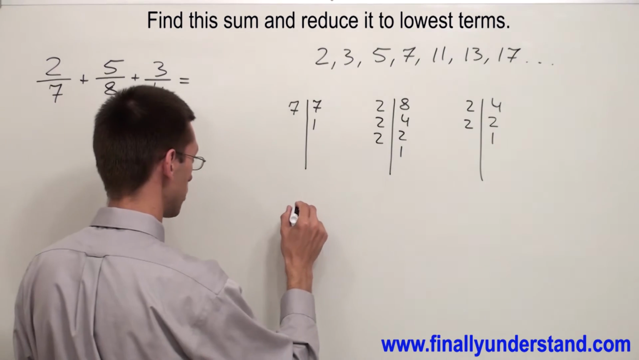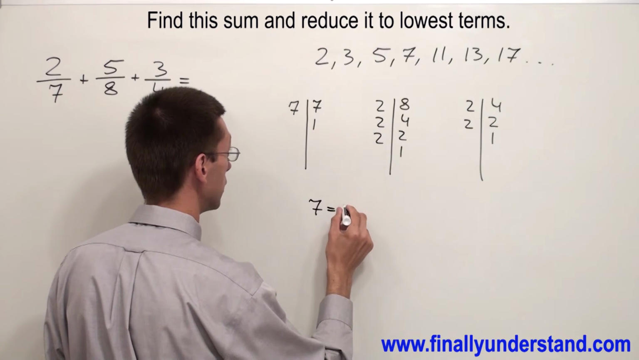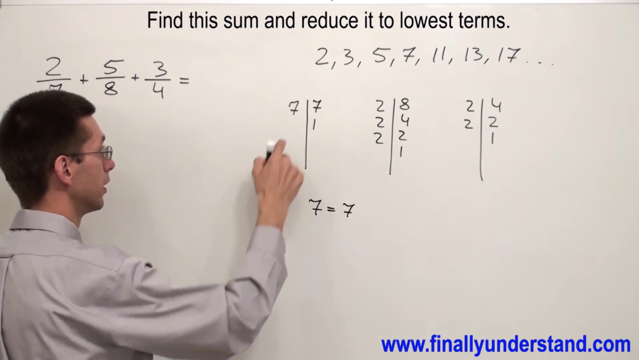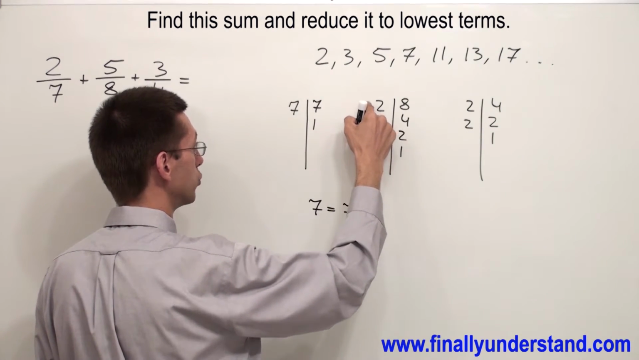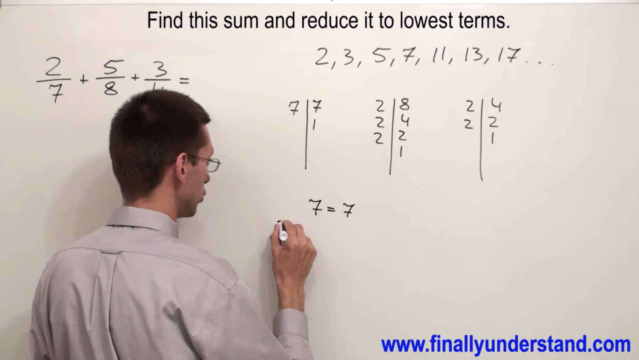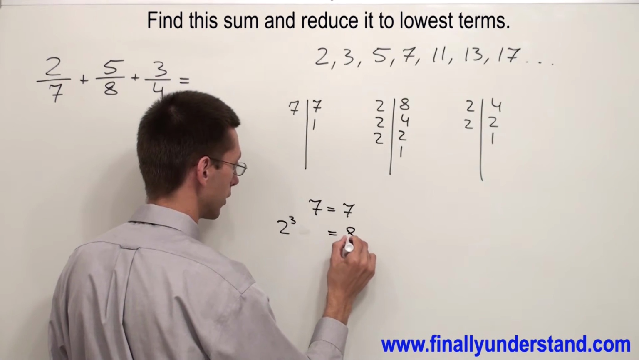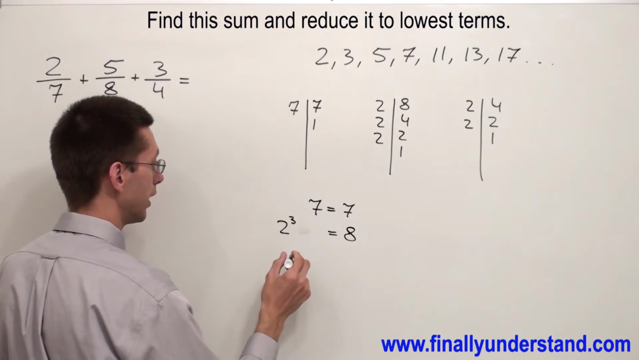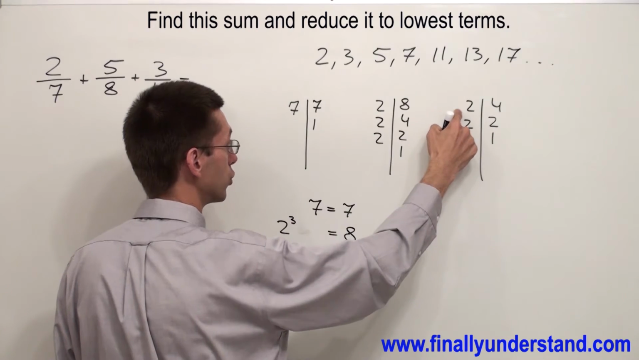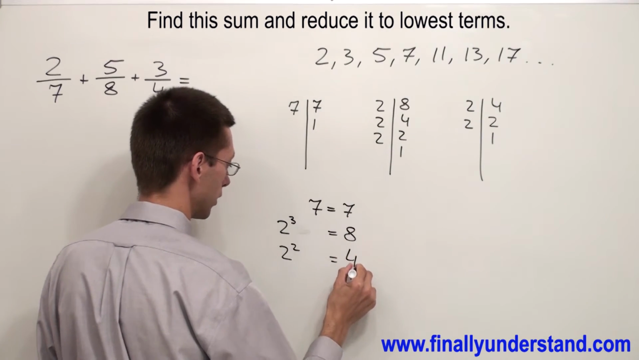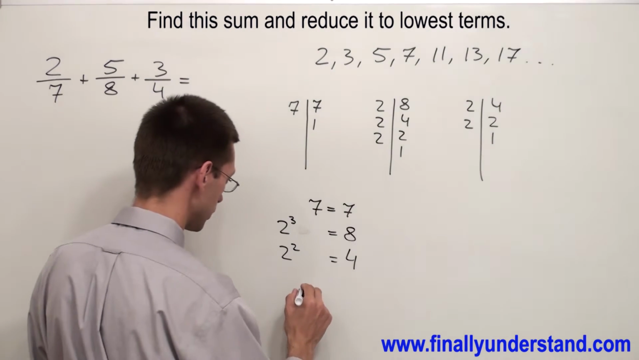So I can write simply that 7 is equal to 7. Okay, 8 is equal to 2 to the third power, because I have 2 times 2 times 2. 2 to the third power is equal to 8. And 2 to the second power, 2 times 2, is equal to 4.